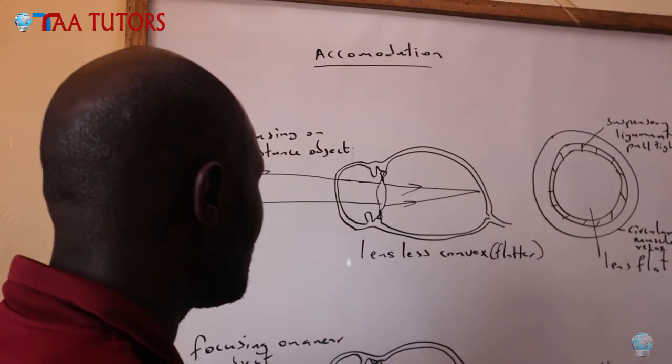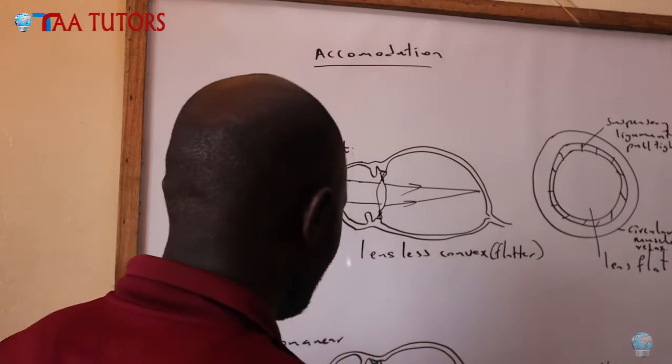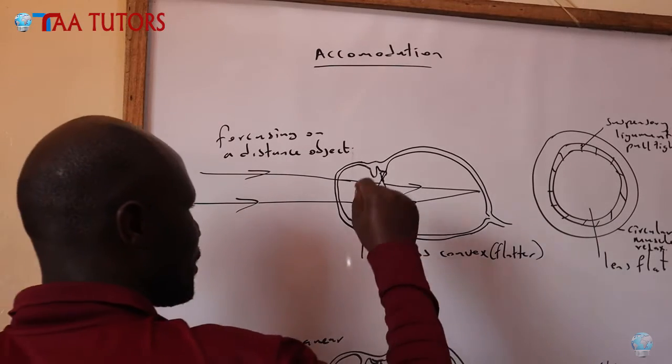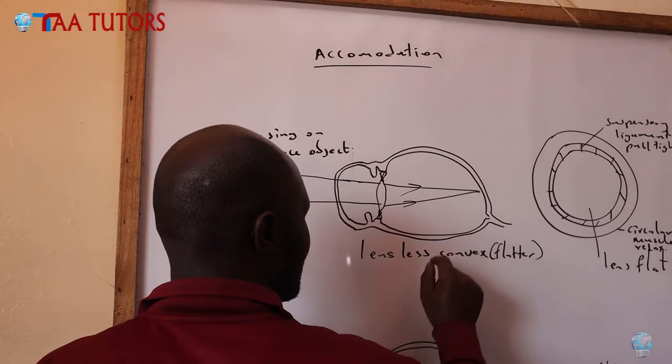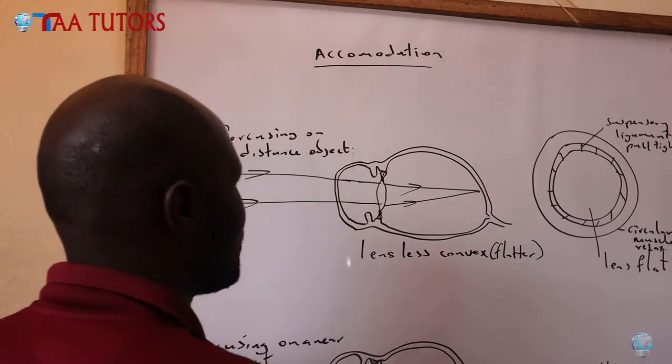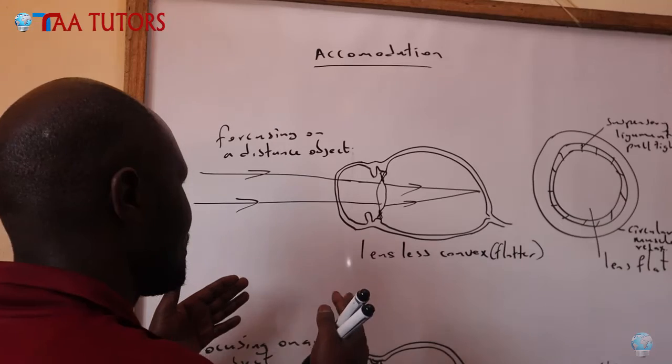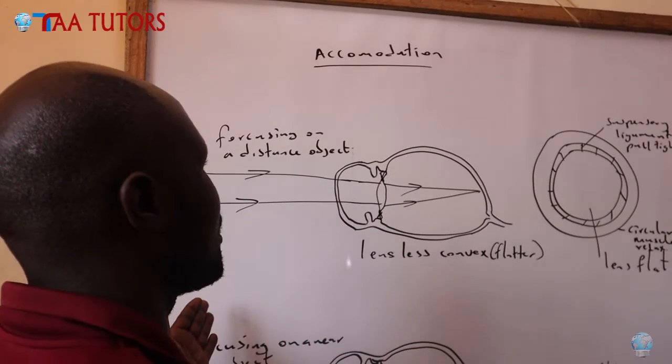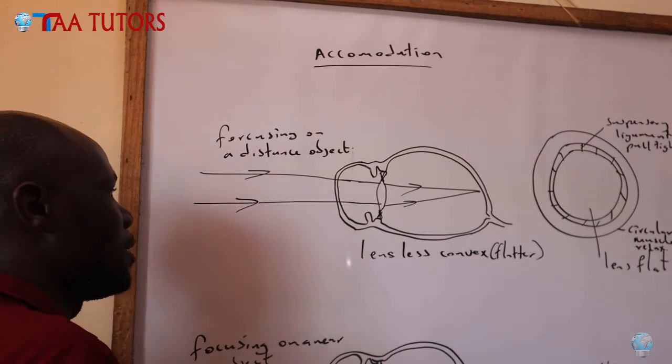So what we need to do at this particular point is make sure that this lens is less convex, meaning it should flatten so that we can allow the light not to bend so much as we are suspecting. Now, how will this happen?